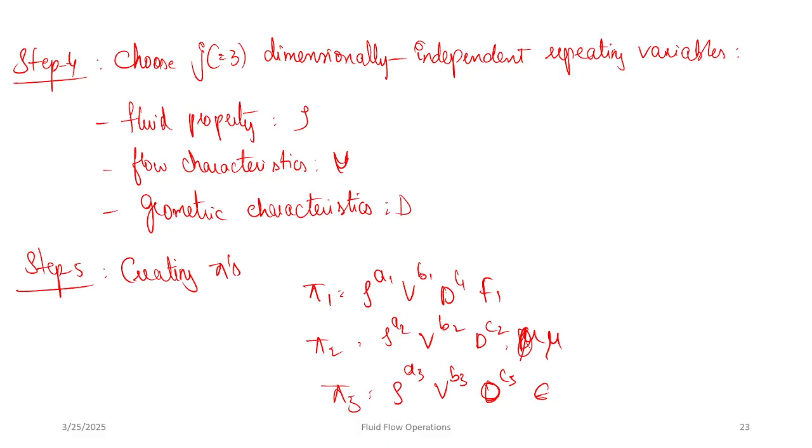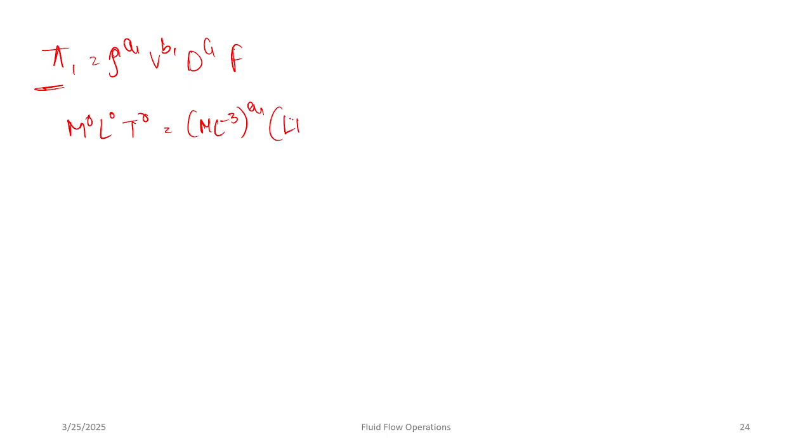Now equate the variables. We just have to solve the equations. So pi 1 is rho power a1, v power b1, d power c1, into F, right? So what are the units of pi? It is unitless, so M power 0 L power 0 T power 0, which will be equal to ML power minus 3 power a1, L T power minus 1 power b1, L power c1, into M L T power minus 2. So just equate the variables.